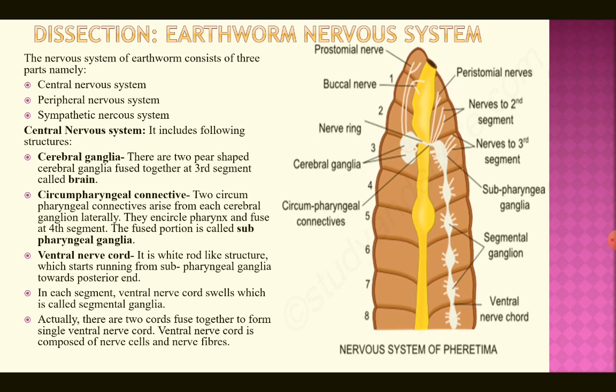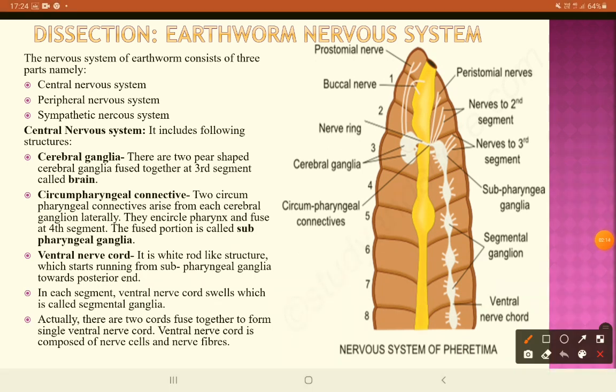Now the central nervous system consists of a brain, not exactly like a vertebrate brain. It is in the form of a ganglion or two clusters of ganglia which are pear shaped, and they are called cerebral ganglia, which are fused together at the third segment, and this is called the brain. You can see here the cerebral ganglia at the third segment, and these are the two ganglia which are fused to form the brain.